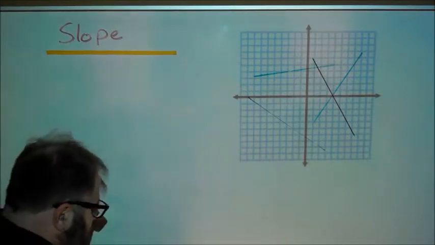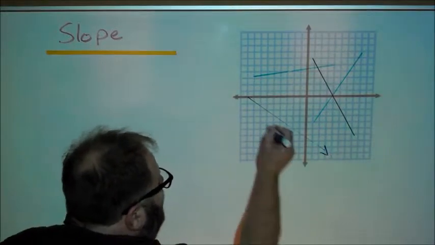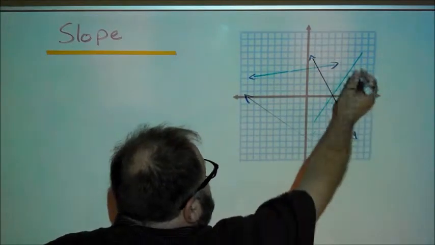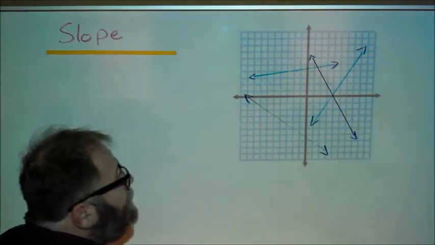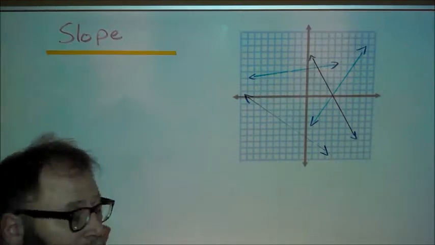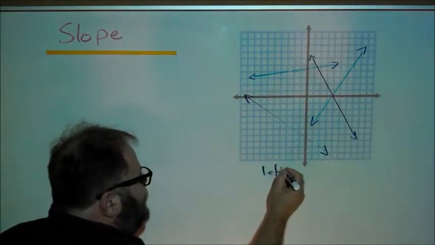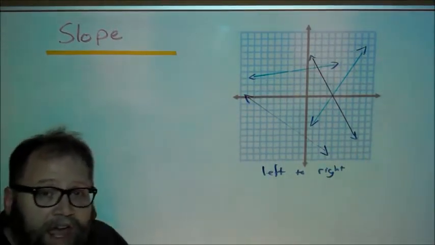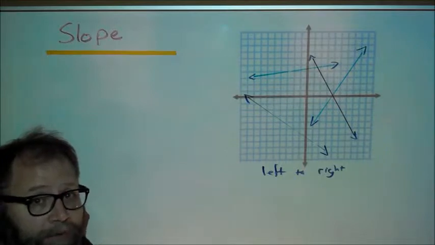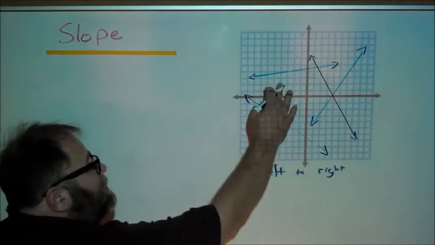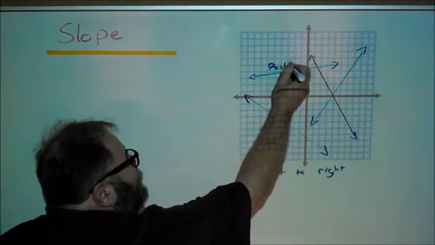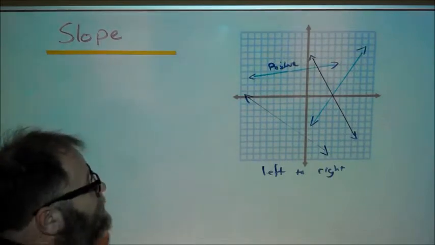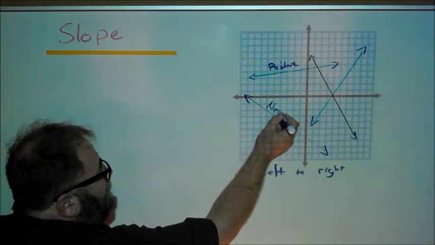Each of those lines has its own slope. Some of them are steeper than others. Some of them are increasing. Some of them are decreasing. As we look at these, we're always going to read this left to right, just like we read. So if a line is increasing going left to right, we would say that's positive. So this slope right here is positive. This slope right here is decreasing, so we'd say that slope is negative.